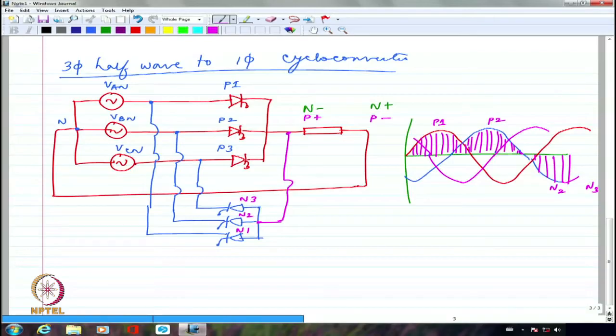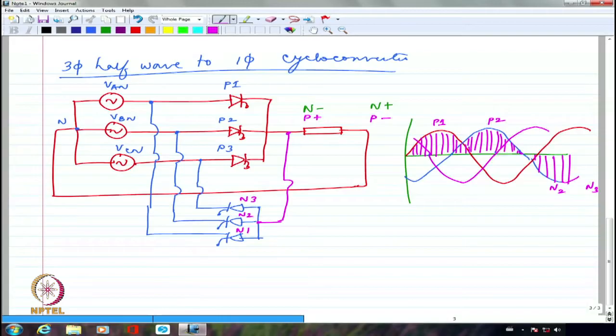Without current sensing, you cannot release the firing pulses to the other set of converter. Otherwise, you will have a dead short circuit. You will have a big problem with the connection of the 2 converters, because you are trying to connect completely opposite polarity together. That's the reason. So this is typically a 3-phase to single-phase cycloconverter, where I have 3-phase supply in the input, whereas the output is single phase. And it is not sinusoidal. It is still not sinusoidal.